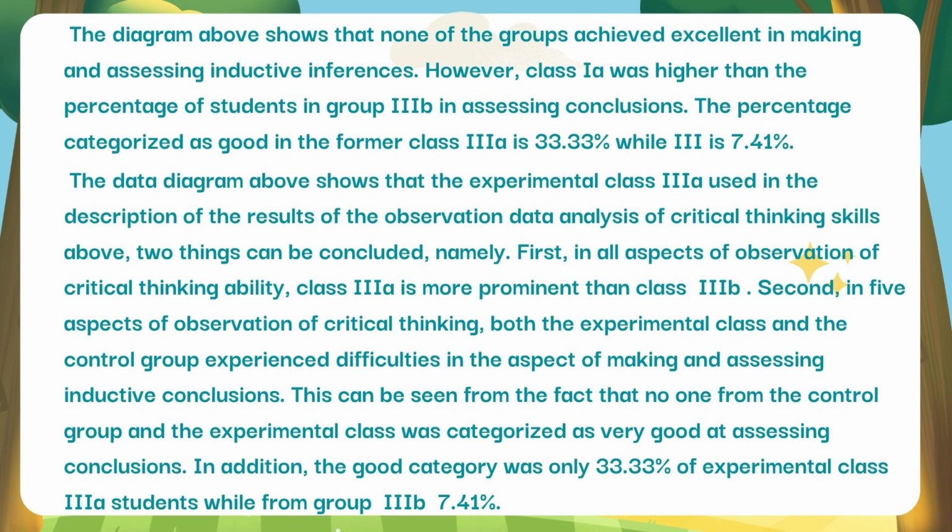The diagram above shows the aspect of making and assessing inductive inferences. Class 3A again has a higher percentage than group 3B in assessing conclusions. The percentage in the good category for experimental class 3A is 33.30%, while for 3B it is 7.41%.